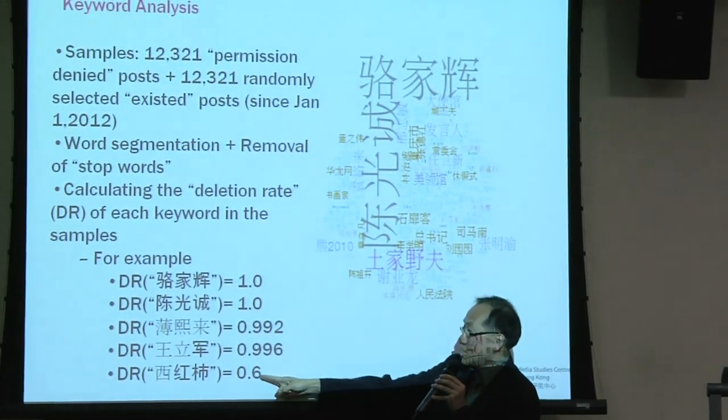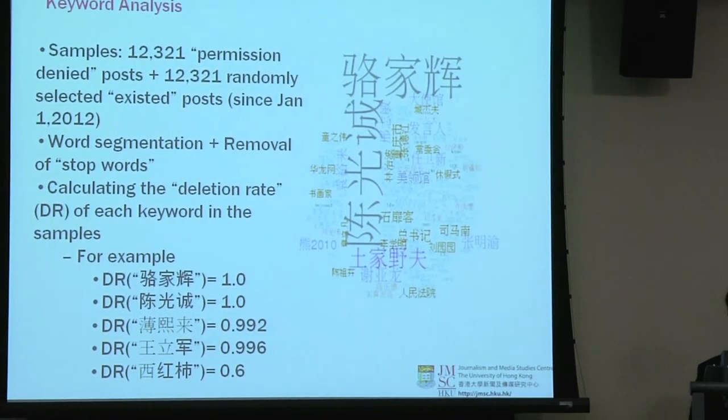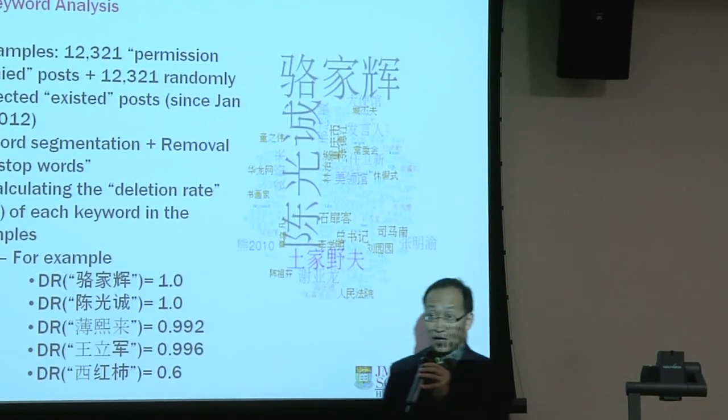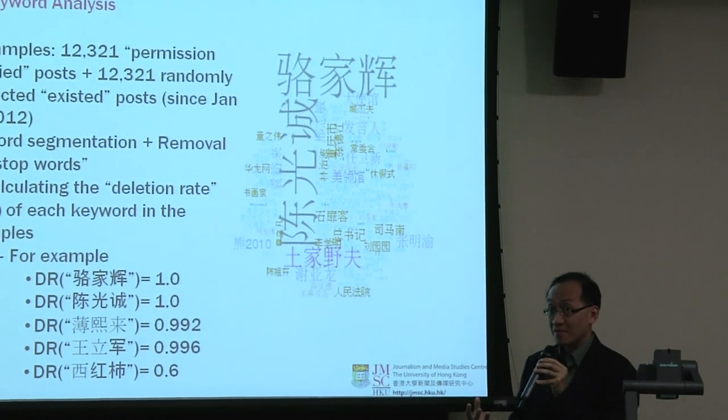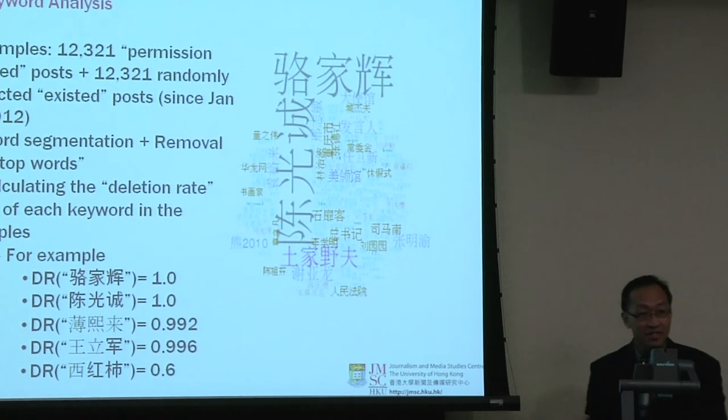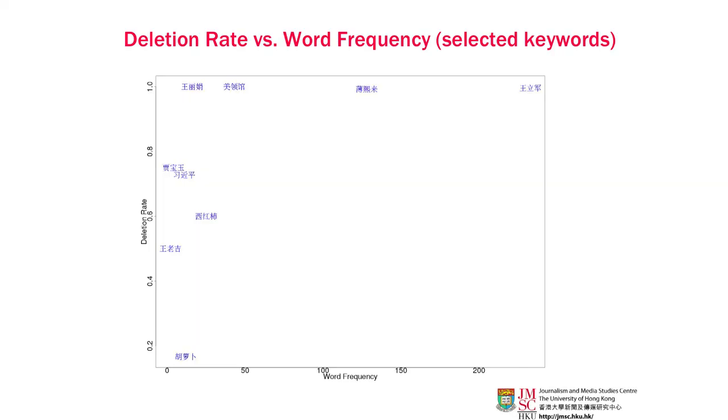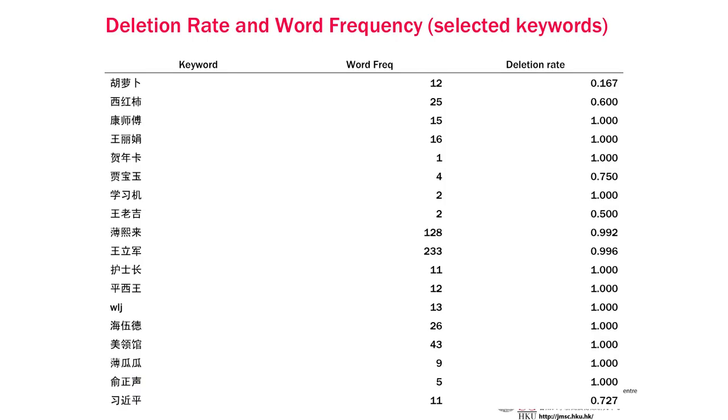And if you talk about Si Hong, you get 60%. That means it's not totally deleted. We can find some of this kind of message surviving in the system. So that represents something. Let me show you a graph: the y-axis represents the deletion rate, and the x-axis represents the frequency. We find that those sensitive keywords representing the names of the issues score very close to one. That means totally deleted. But we can find that some terms referring to some of the leaders, some of the people involved, have a higher survival rate. This is data to show our analysis.